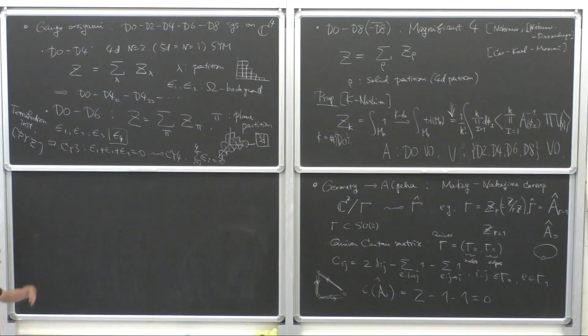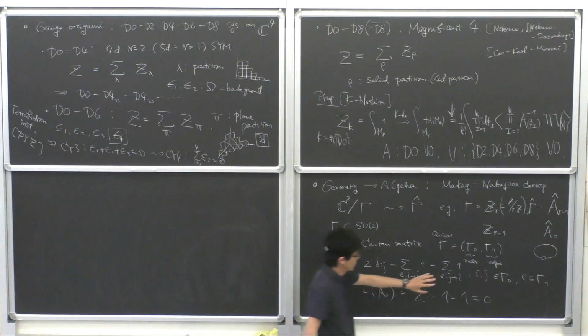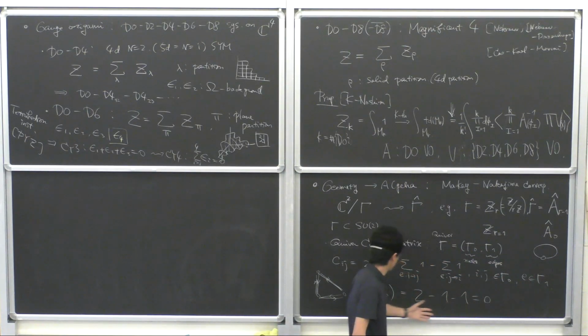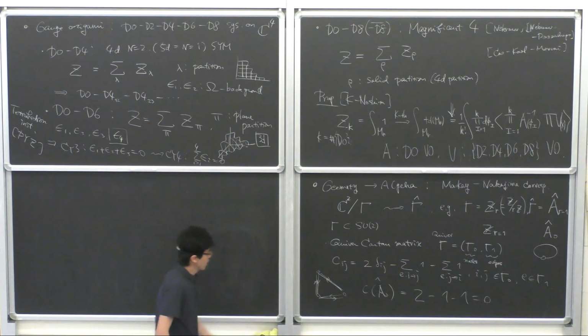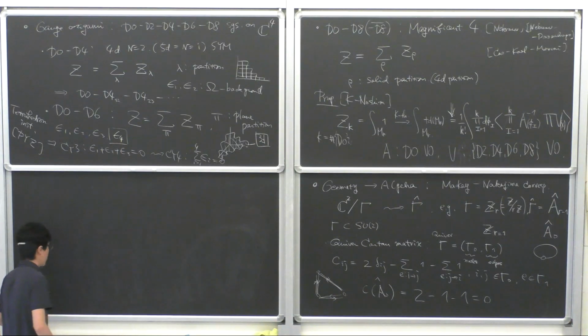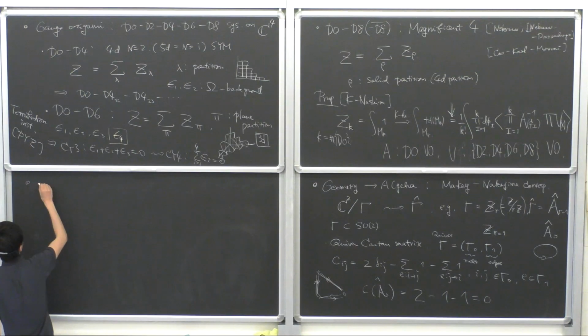As I said, even though we have a bit of non-trivial structure, the Cartan matrix is really trivial. So in that sense, we need a bit of modification of this Cartan matrix. Let us think about the q-Cartan matrix.